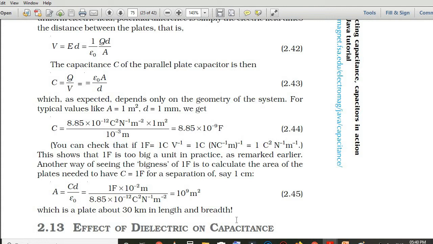Therefore, we are not getting a capacitor with a value of 1 farad. We will get values like 100 microfarad, 100 picofarad, etc.